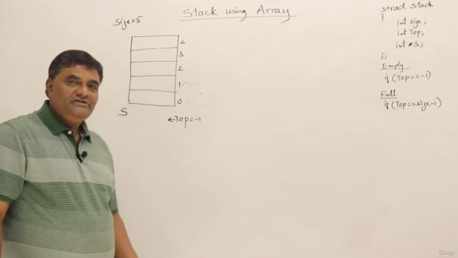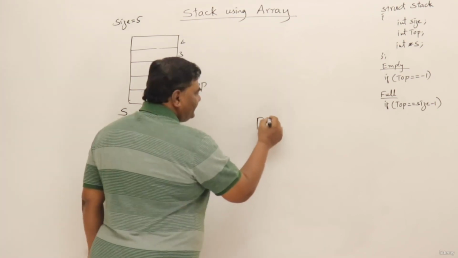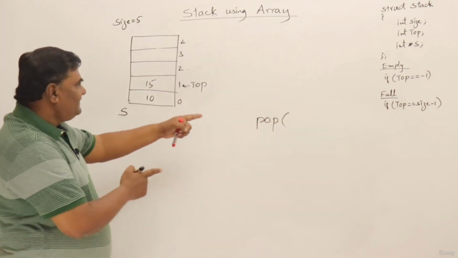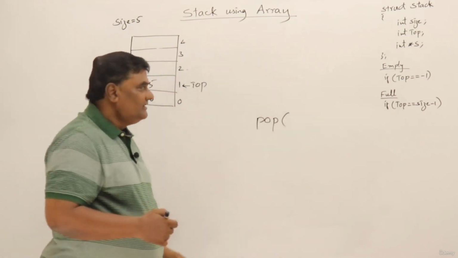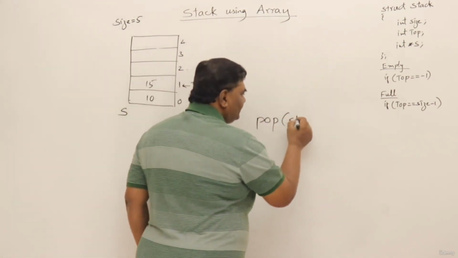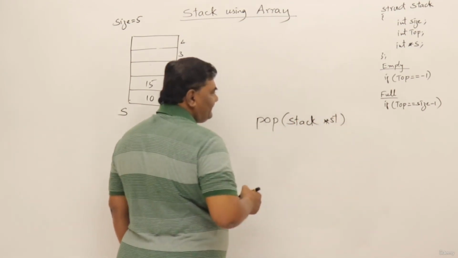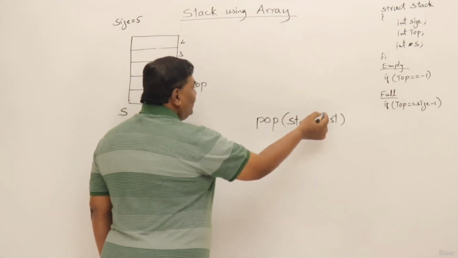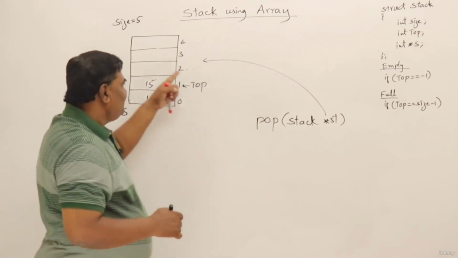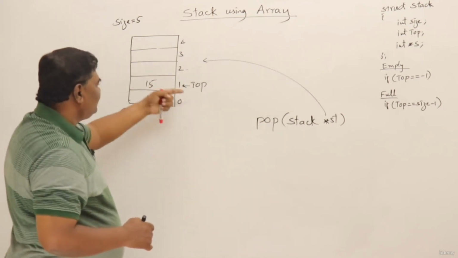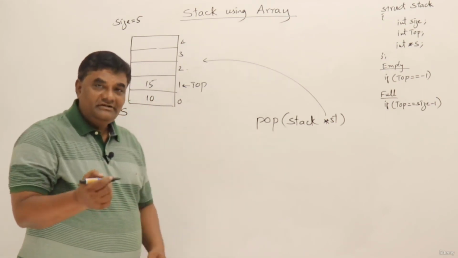So let me write down a function for deleting a value from the stack. The function name is pop. If I want to modify the same stack, then I should pass it as a reference or address. So it's of type structure stack star st. So I'm taking a pointer. This pointer will be pointing to this stack. Using the pointer, I'll be accessing all these members, that is size, top and s.